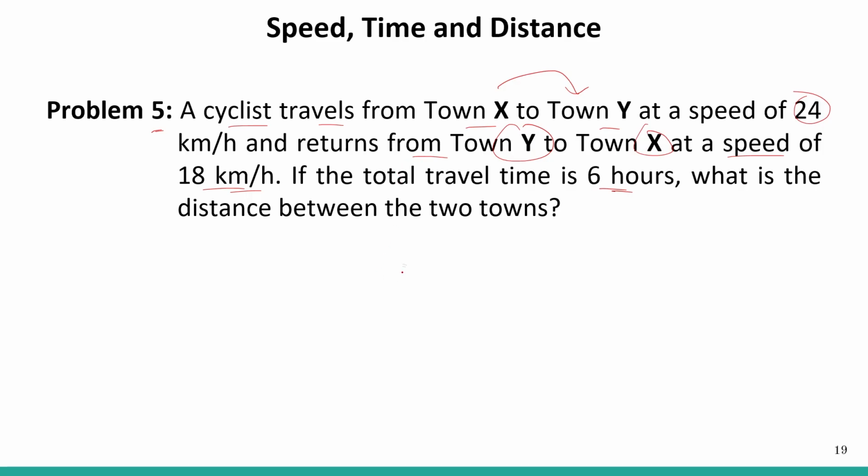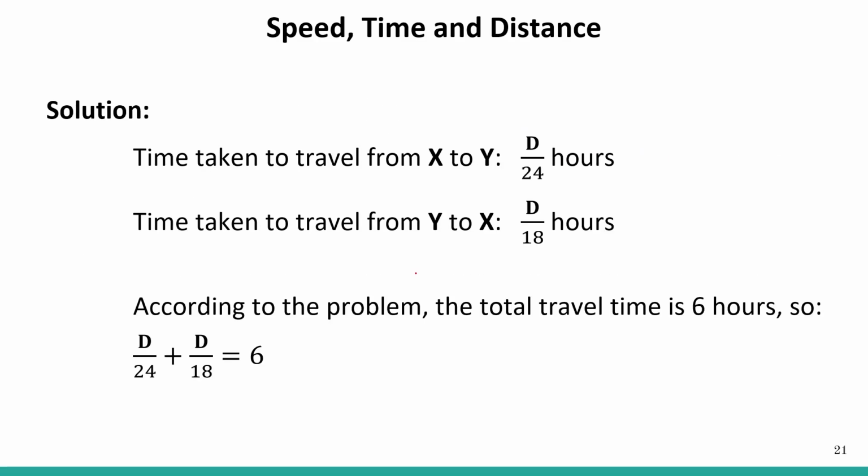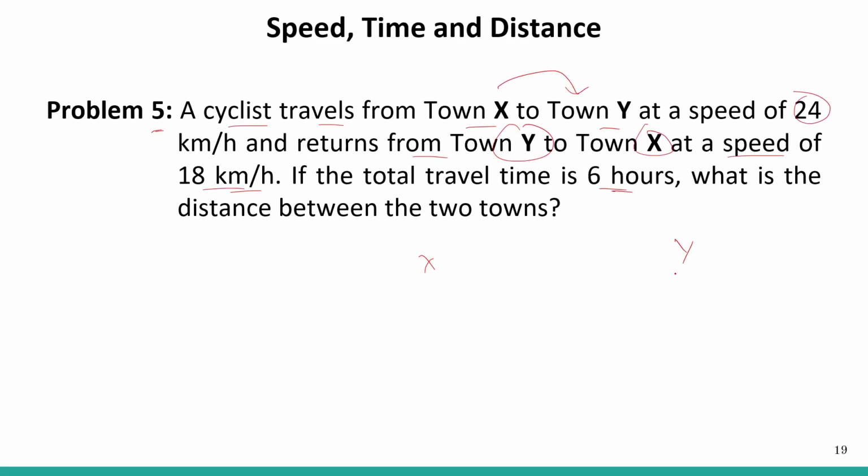Okay, so if the towns are X and Y, as he goes from X to Y, it is 24 km per hour, right? And as he returns, his speed is what? 18 km per hour. So if the total travel time is 6 hours, given that, the distance is constant, let the distance be d. So 2d by 6 will be the average speed, because the total time is what? 6 hours. Then what is the distance between the two towns?